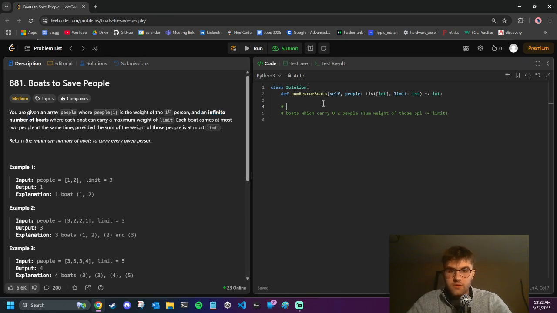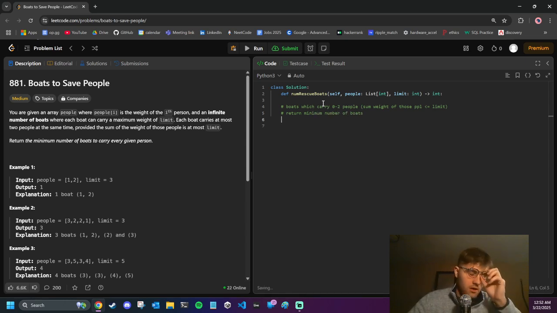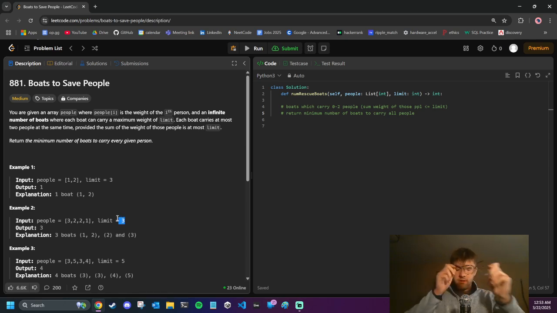Return the minimum number of boats to carry all people. So essentially we're given these weights and we have to break them up into groups of 2 or less so that we can carry them. And we get limit.